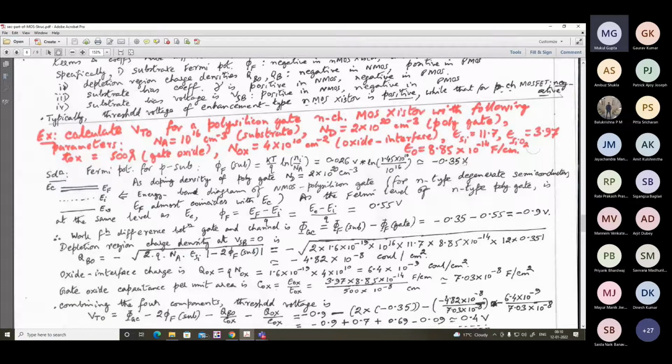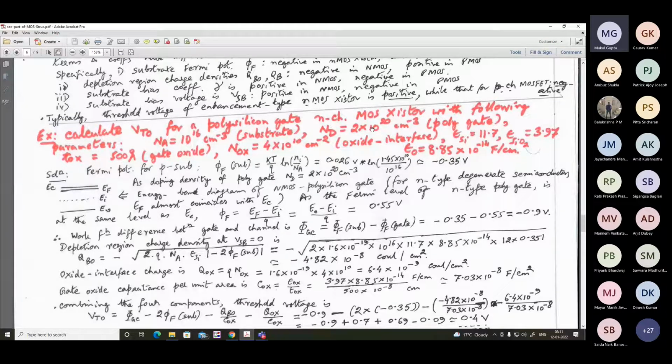As the doping density of the polygate is 2 into 10 to the power 20 per centimeter cube, that is very large in magnitude. Okay, so overall, we shall assume, this is a mere assumption, the energy band diagram of the NMOS polysilicon gate, if we draw it for an N-type degenerate semiconductor, EF almost coincides with EC. That means on the polysilicon gate side, the concentration of the donor is much higher, 2 into 10 to the power 20.